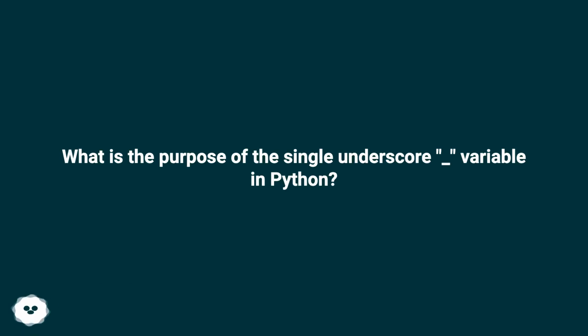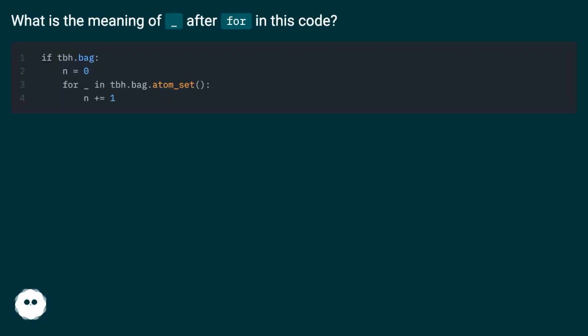What is the purpose of the single underscore variable in Python? What is the meaning of underscore after for in this code?